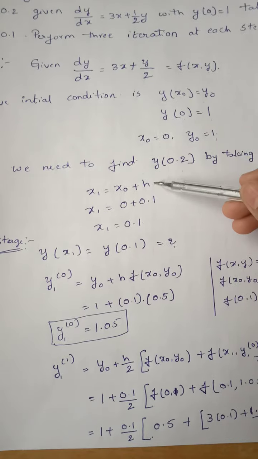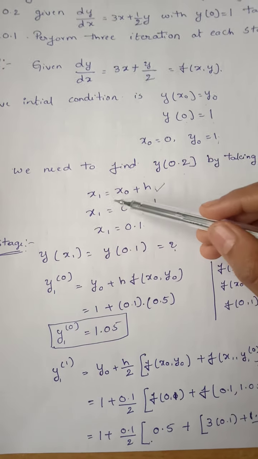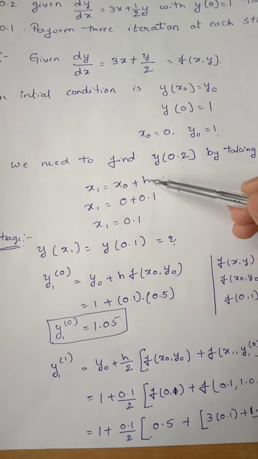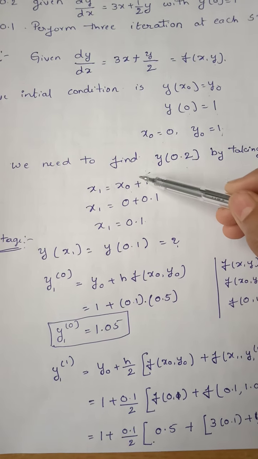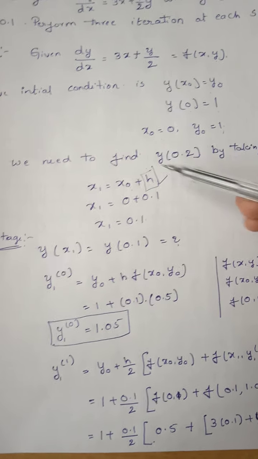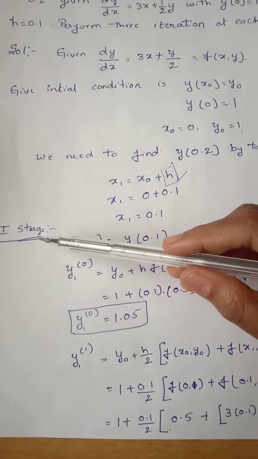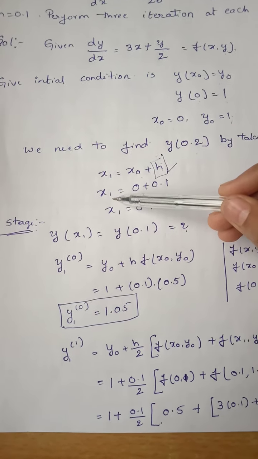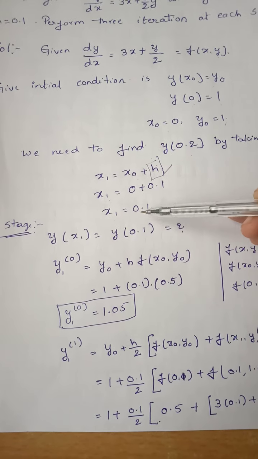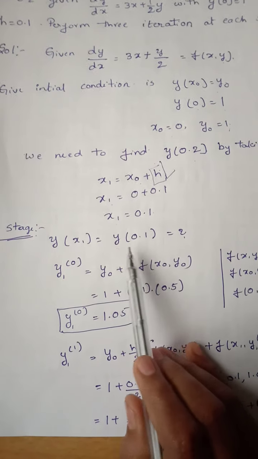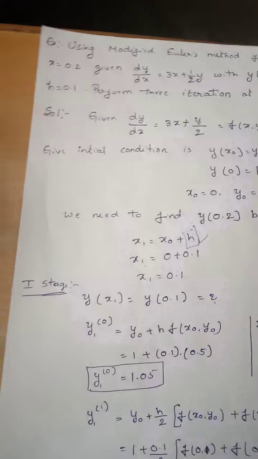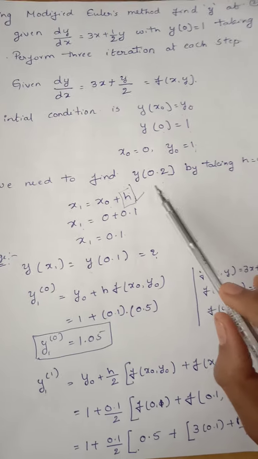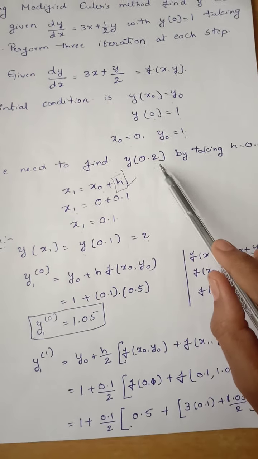So first find the value of x1. What is x1 here? x0 plus h. By taking this step size h, we have two stages here. After substituting the h value, what we are finding is x1, which means we are finding y at point 1. But the question asks us to find y at point 2.